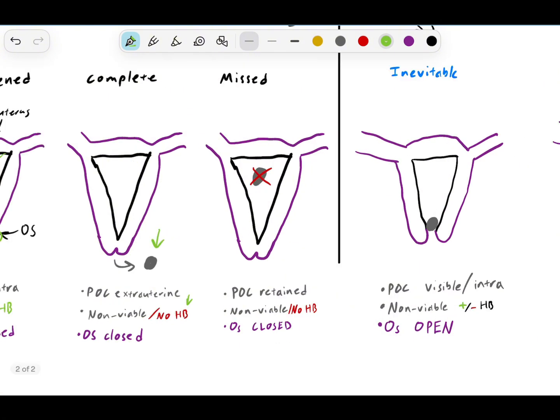We're going to move on to missed. The way I like to think about a missed miscarriage is that the miscarriage has completed, but what we're missing is passage of the products of conception.